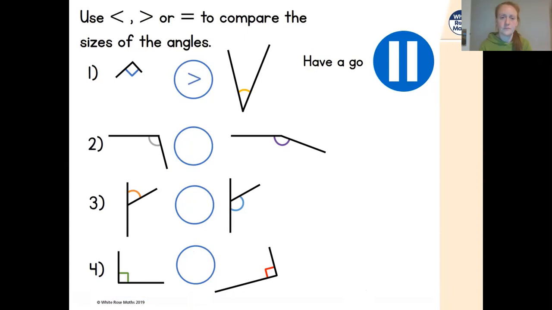Number two, we can see we've got two angles that are both greater than a right angle, but I think the one on the right is quite clearly, the gap is wider, isn't it? The amount of turn is more there on the right hand side.